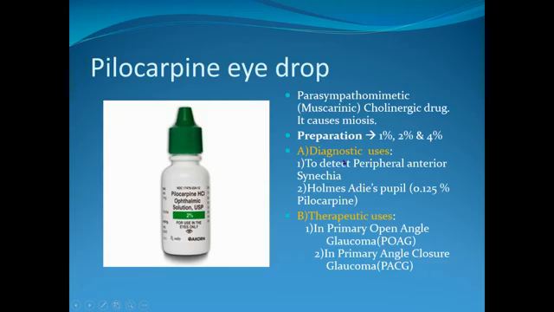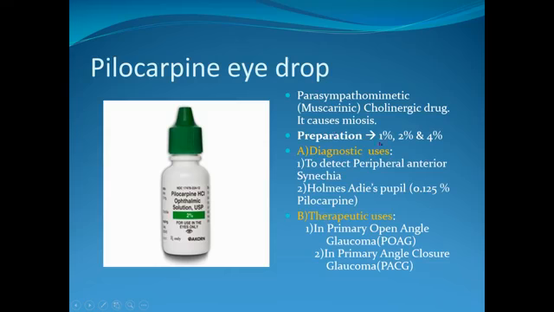This is some examiner's choice, even in viva and even OSPE. What is the pharmacological class of pilocarpine? It is a cholinergic drug. Usually it causes miosis, and the preparations available in our country are 1%, 2%, 4%, but 2% is very important in diagnostic and therapeutic use; we prescribe it to patients.